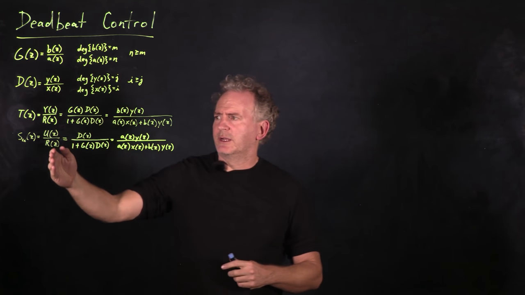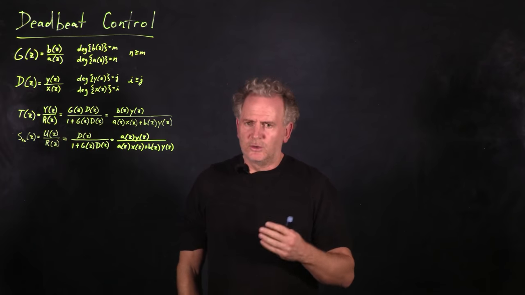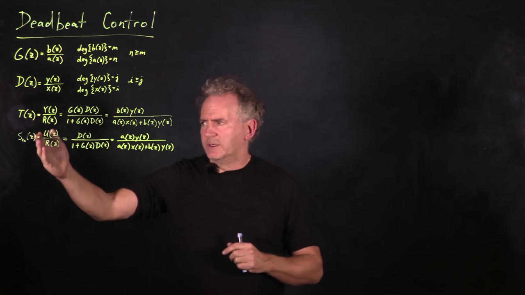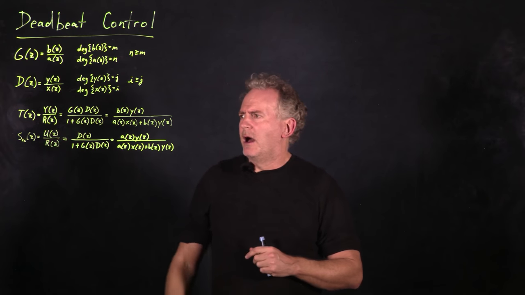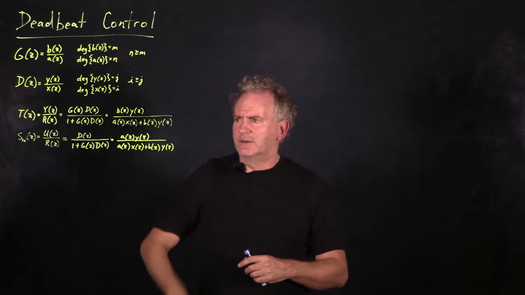We can also write the transfer function from the reference input to the control u, and that's going to be interesting in the derivation to come. That's the sensitivity S_u(z), and that's just D(z) / (1 + G(z)D(z)), which we can write out this way.